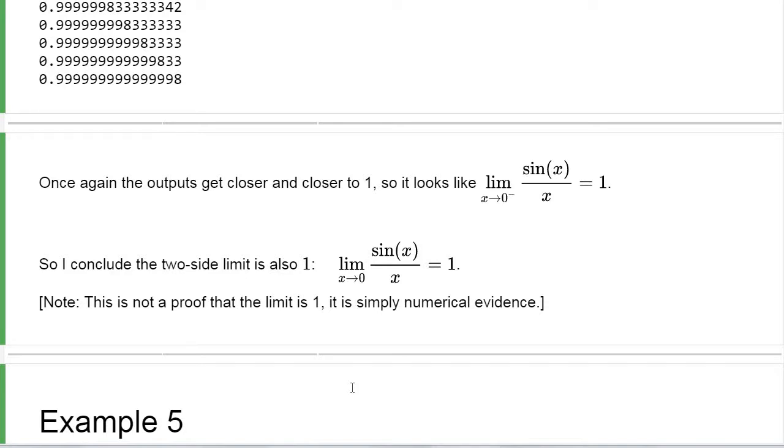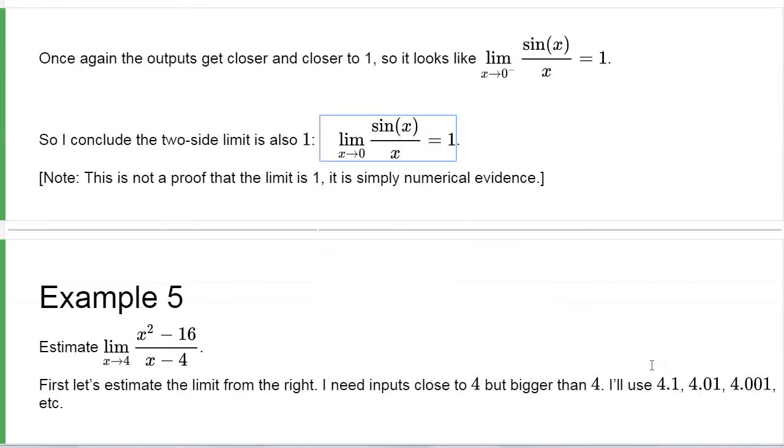From the right, it looks like the limit's 1, so I would conclude that this two-sided limit, the limit as x approaches 0, is indeed 1. Now again, this is not a proof, but it's suggestive. At least this gives us a goal. If we were going to try to prove it, then I would try to prove it's 1 as opposed to anything else.